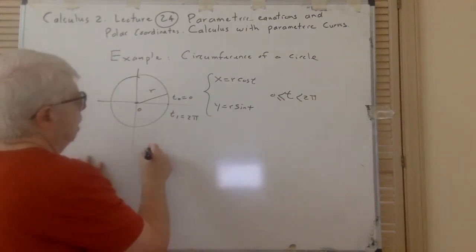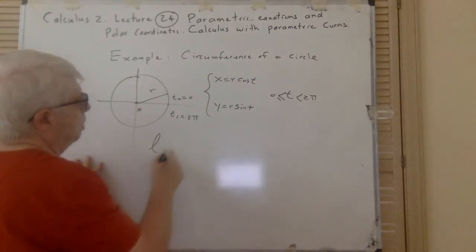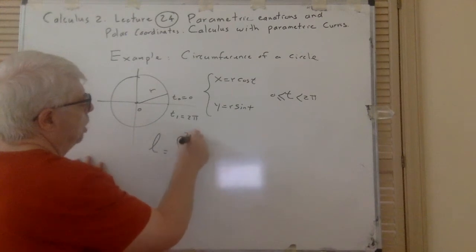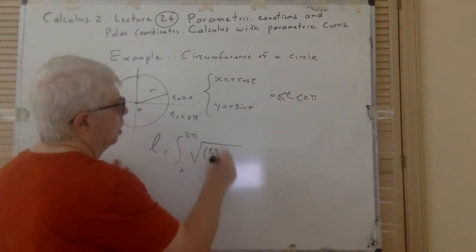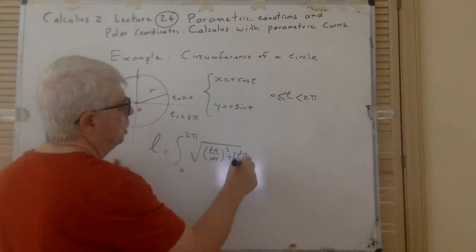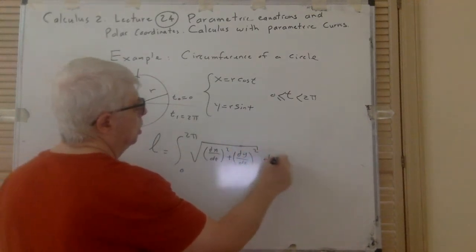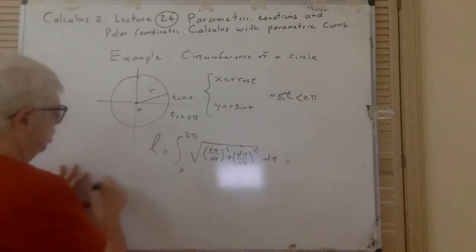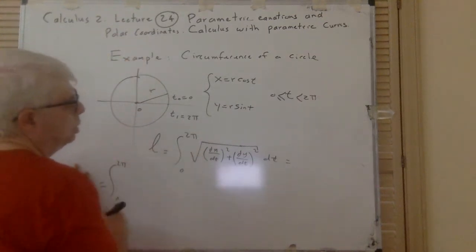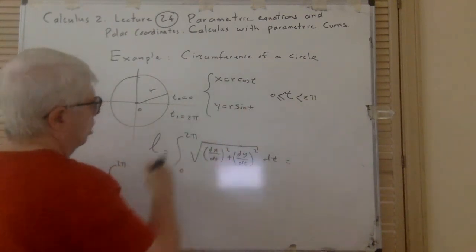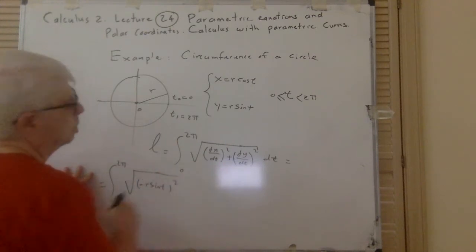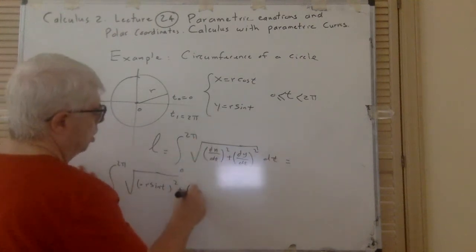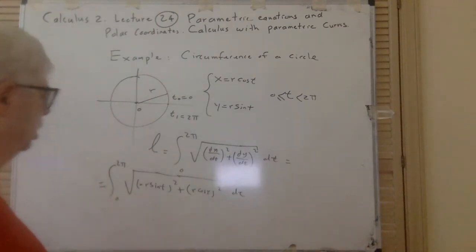So the length of this curve, which is the circumference, is in fact the integral from 0 to 2 pi of the square root of (dx dt) squared plus (dy dt) squared, dt. So what is it? dx dt is minus r sine t, squared, right? And dy dt is r cosine t, squared, with dt outside.